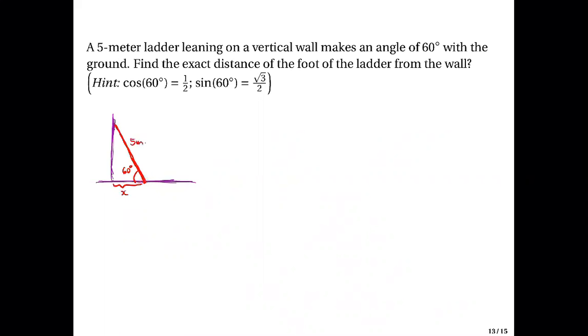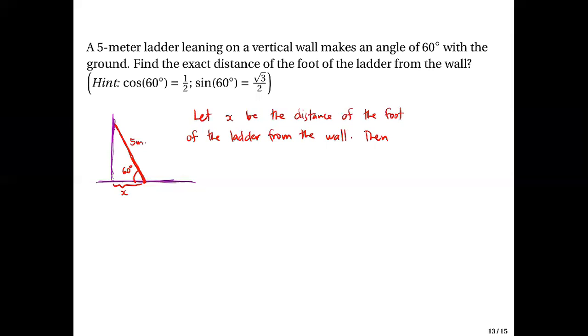Let us label that as x. So let x be the distance of the foot of the ladder from the wall. Then how do we find x? We are given the angle 60 degrees and the length of the ladder 5 meters.